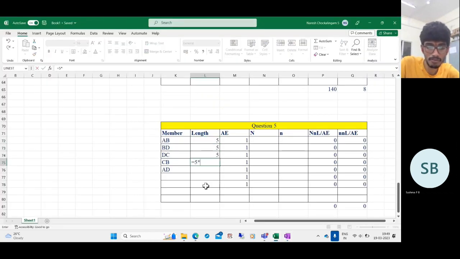This is 5 root 2, 45 degrees. And this is the same.